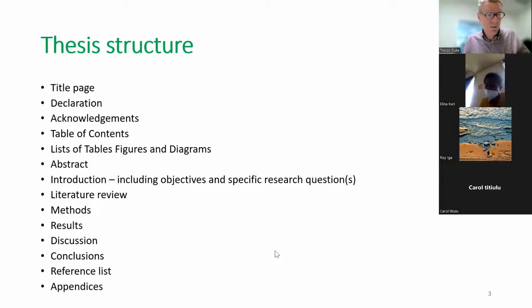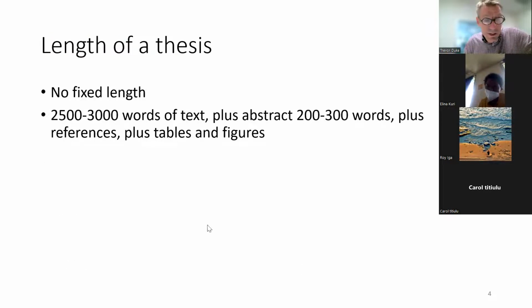So that's the structure of a thesis. It seems very complicated and long, but in fact, if you write a good thesis, it doesn't have to be very long. There's no fixed structure and no fixed length, but sometimes 2,500 to 3,000 words, up to 4,000 words of text, plus the abstract, as I said, 200 to 300 words, plus references, plus tables and figures is all you need.